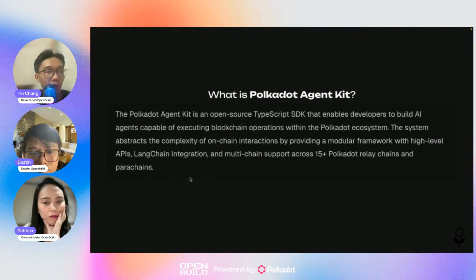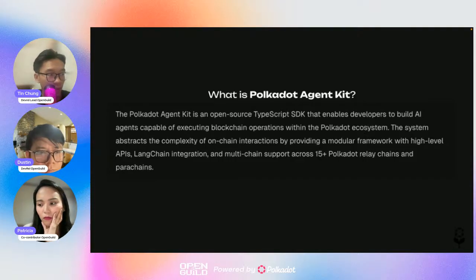So what is the Polkadot Agent Kit? Polkadot Agent Kit is an open source TypeScript SDK that enables developers to build AI agents capable of executing blockchain operations within the Polkadot ecosystem. The system abstracts the complexity of on-chain interactions by providing a modular framework with high-level APIs, LangChain integrations, and multi-chain support across 15 Polkadot relay chains and parachains.